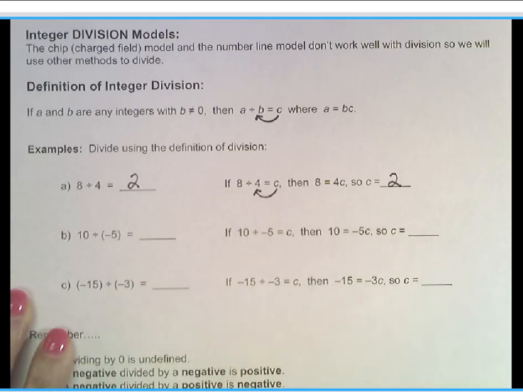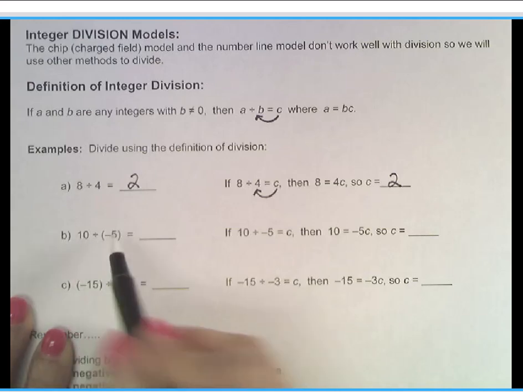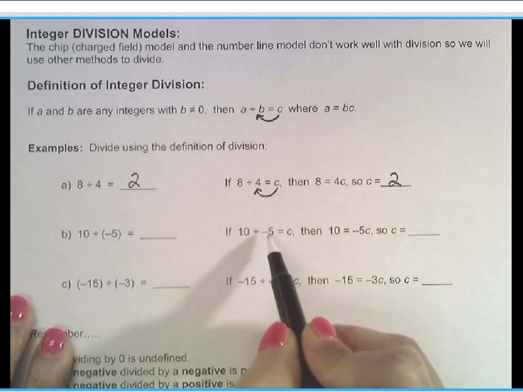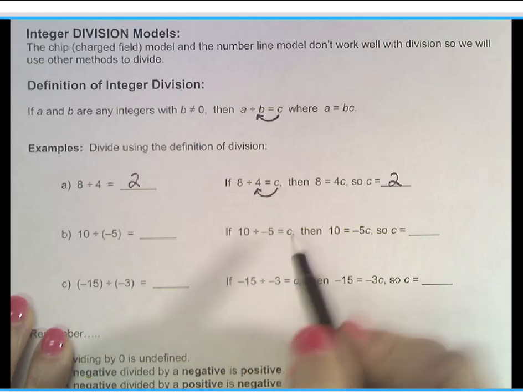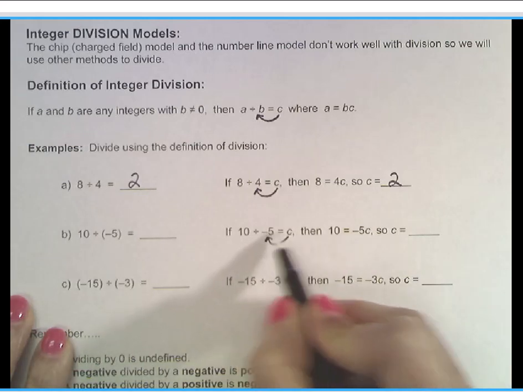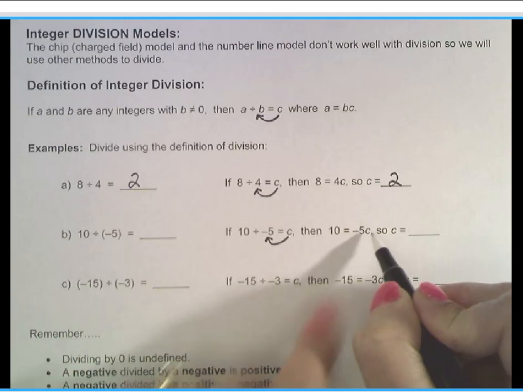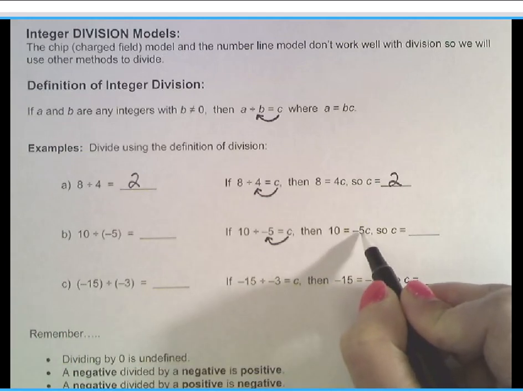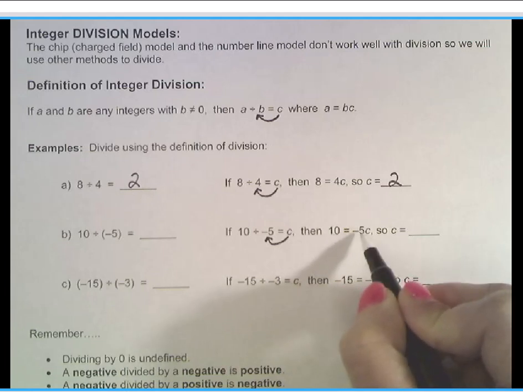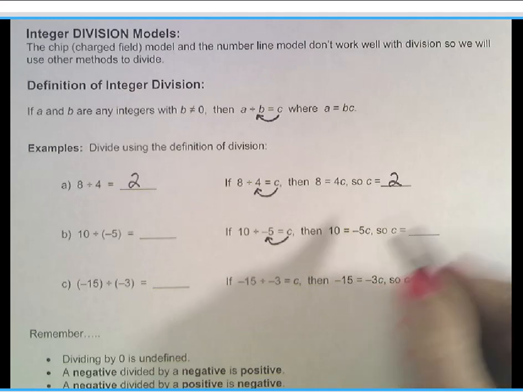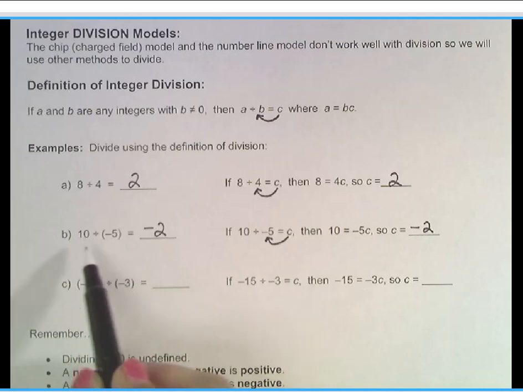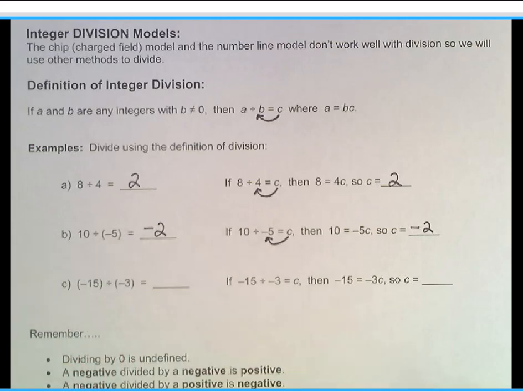This is just it all written out. So what about 10 divided by negative 5? Now we've got a negative number. These are integers, remember? If 10 divided by negative 5 is some mystery number, then going backwards, 10 would be c times negative 5. What number would I multiply negative 5 by to get positive 10? If you want to multiply and get rid of the negative, you better multiply by another negative. So negative 2 is what we would multiply by here. This shows you that when you take a positive and divide by a negative, you get a negative.